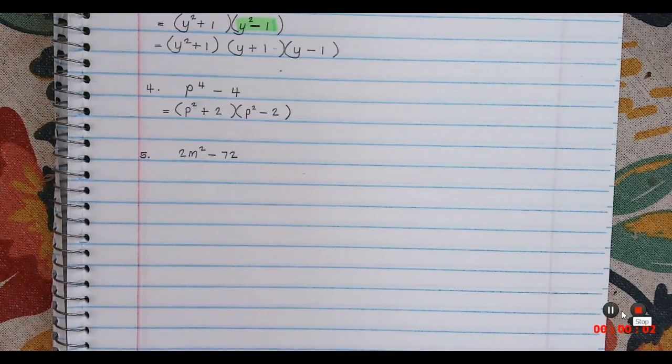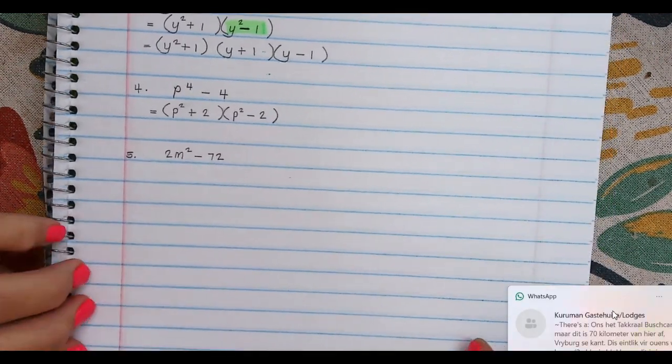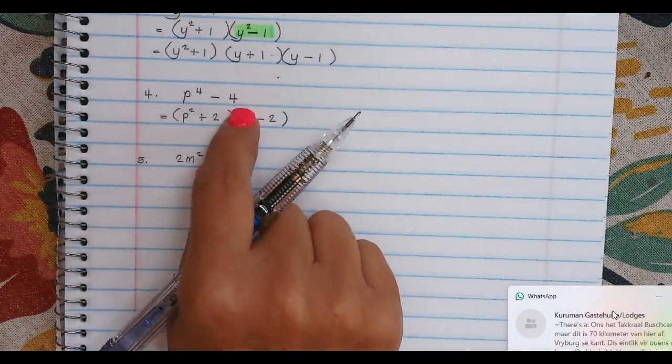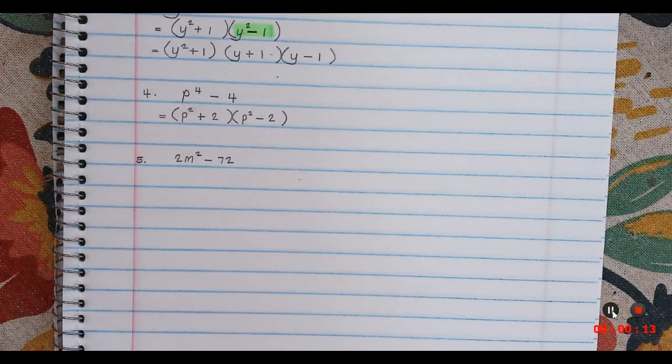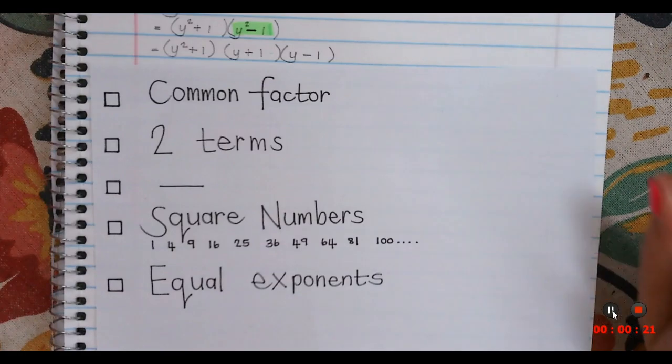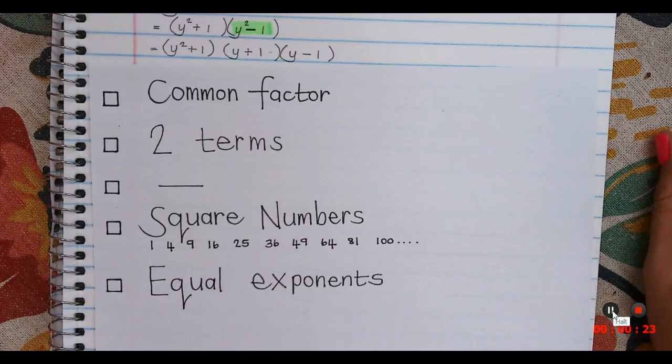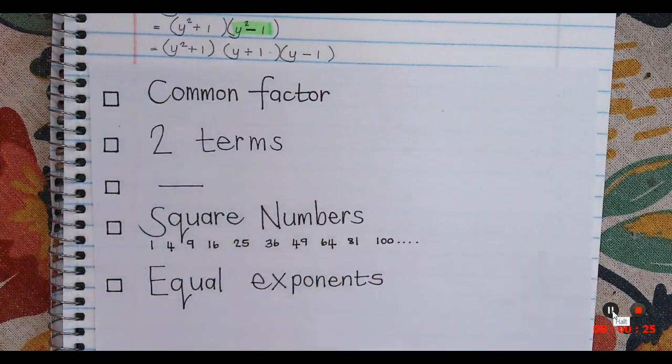Okay, grade 9. So we stopped at number 4, where we did the difference of squares. Okay, so I want you to look at this one. Now, please remember the tick boxes that I spoke about in class. I'm going to quickly draw you the tick boxes again. Okay, so these are my tick boxes.